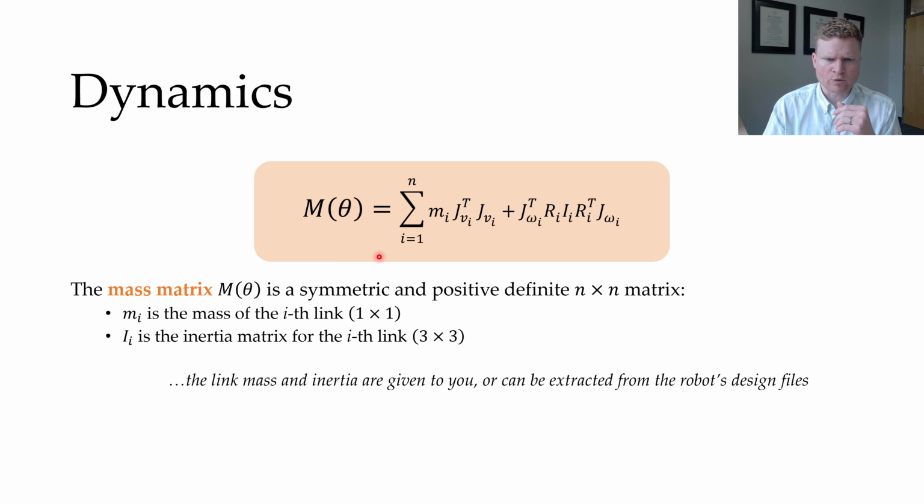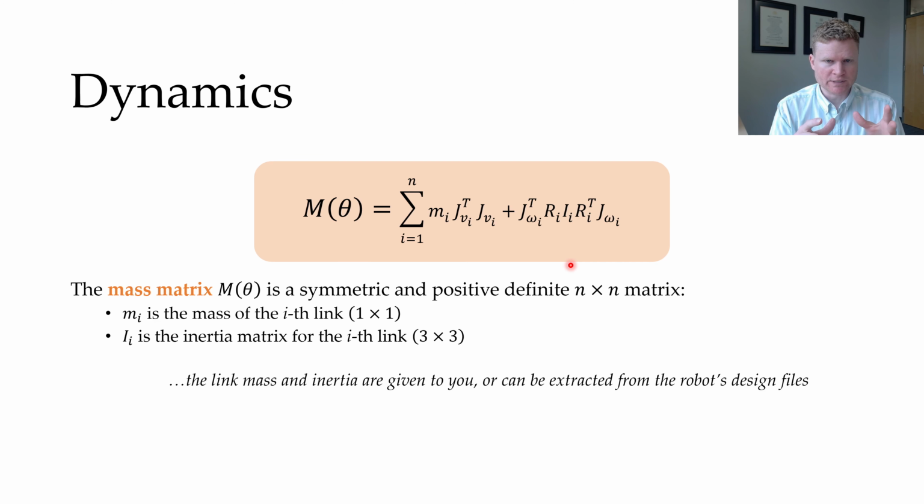All right, and here's the equation that we're going to need to find the mass matrix. And it's a complicated equation, so we're going to talk about it in parts. So first off, what is the mass matrix? Again, the mass matrix is a symmetric and positive definite matrix. It's going to be n by n. So if your robot has, for example, 4 different joints, your mass matrix would be a 4 by 4 matrix.